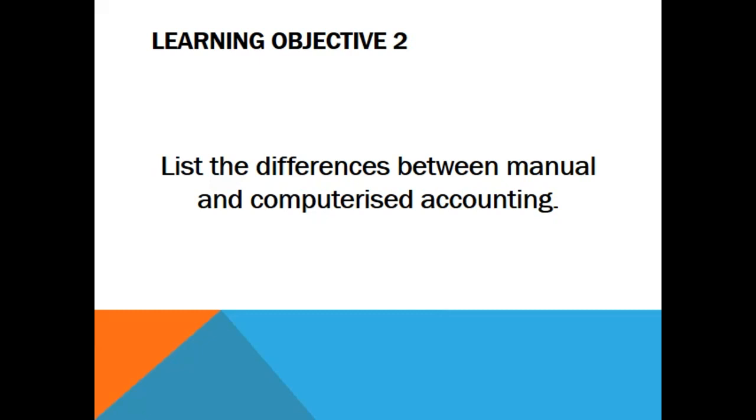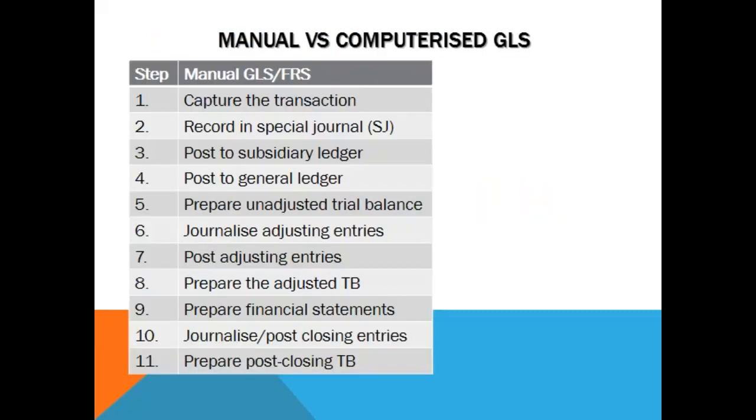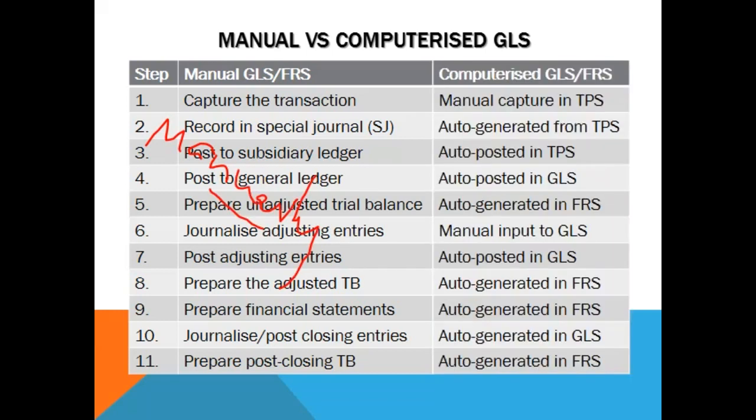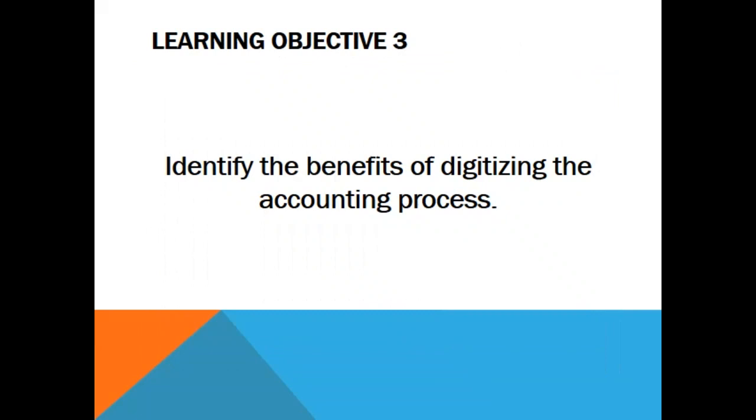Now let's look at the differences between manual and computerized accounting. We saw earlier the 11 steps in the GLS and FRS. In a manual GLS and FRS system, all of these steps are done manually. Now, in a computerized GLS and FRS system, as you can see, apart from the capture of transactions in the TPS and the GLS, all of the steps are automatically performed at the click of a button. Let's move on to identify the benefits of digitizing the accounting process.